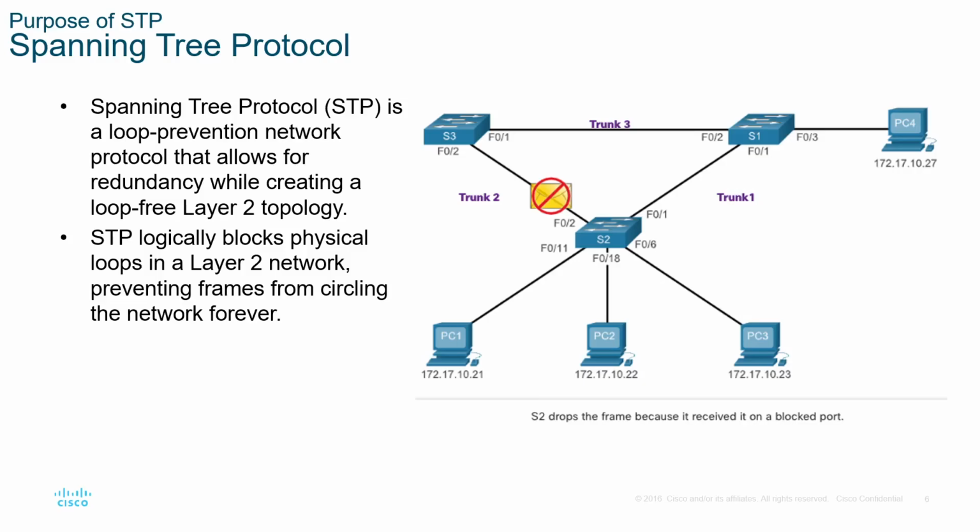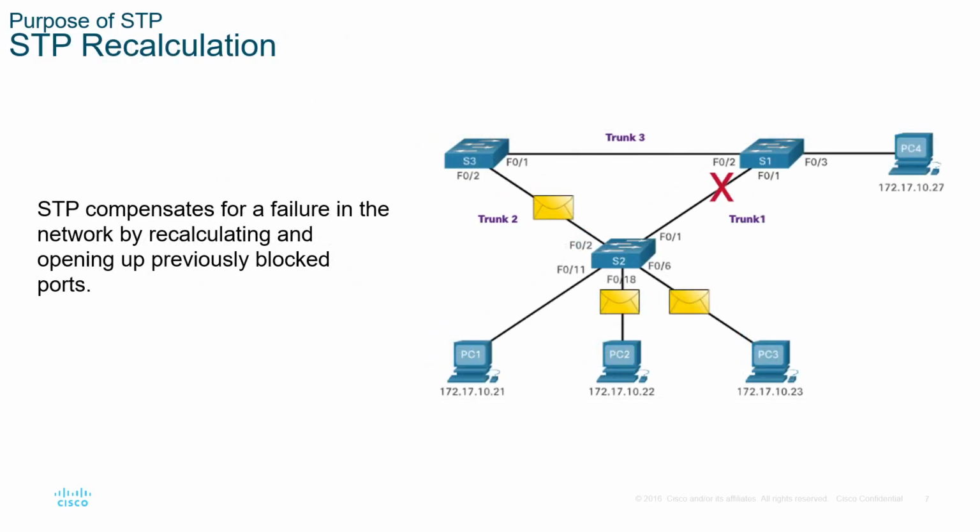So the main purpose of the spanning tree protocol is to make one of the links that is redundant block for a certain amount of time while the other links are working. And this is the way that STP basically prevents frames from entering the spanning tree topology and just circling around between the switches forever. Now, spanning tree protocol also compensates for a failure in the network by recalculating and opening up previously blocked ports.